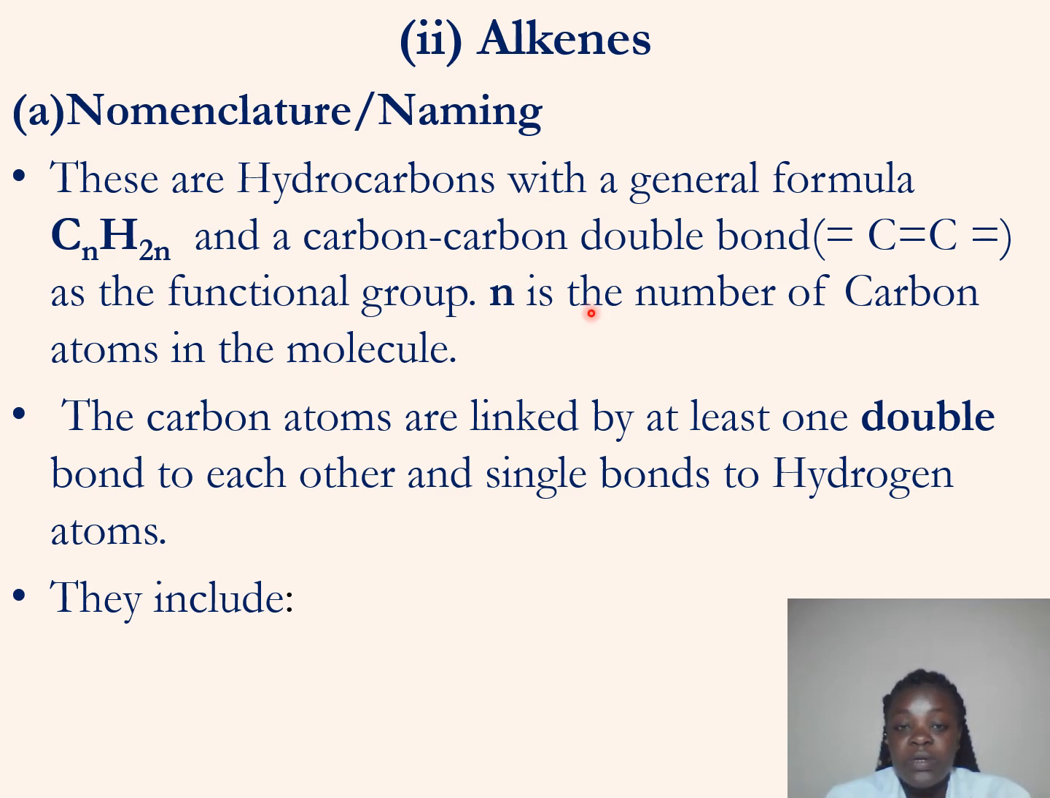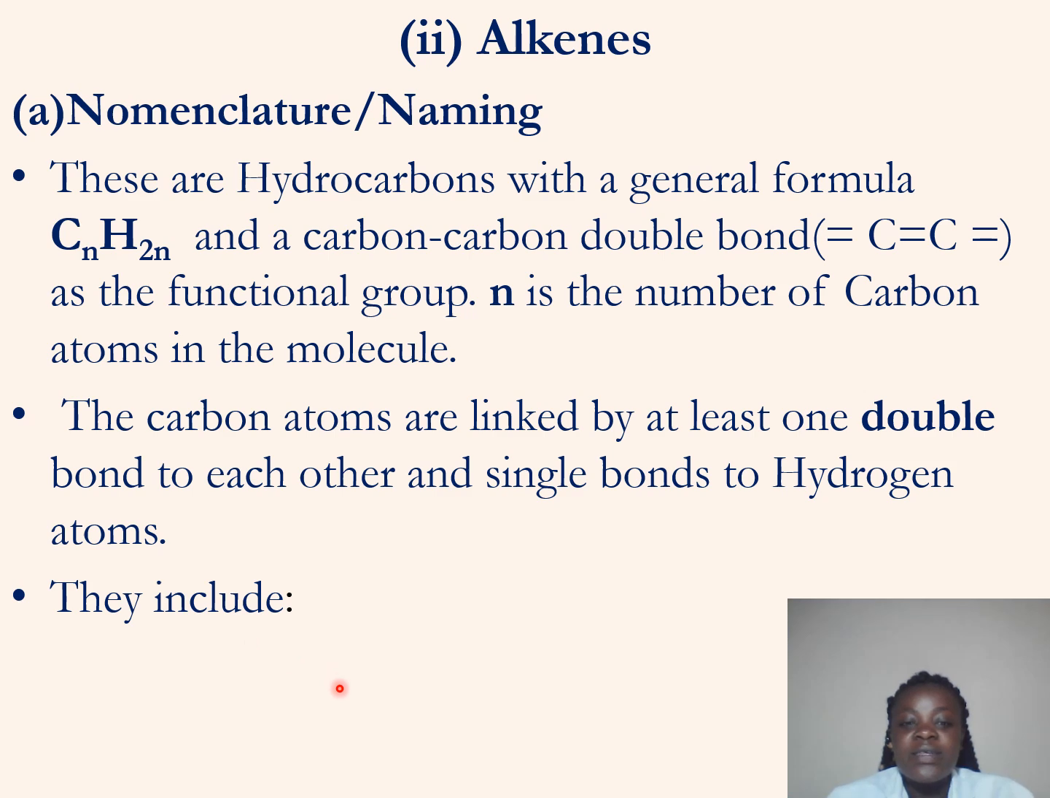carbon-carbon double bond. Remember, for the alkanes, we had a single bond between a carbon and a carbon, but for alkenes, we have a double bond between two carbon atoms. So n in this formula represents the number of carbon atoms. So if we have, for example, n being 2, this one will be an ethene, meaning a hydrocarbon with 2 carbon atoms and 4 hydrogen atoms.